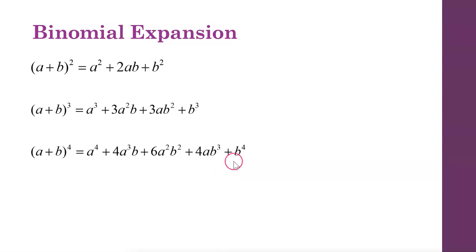And in between, what happens is the exponents for a keep getting smaller while the exponents for b keep getting bigger. So I'll start with a to the fourth here, then a cubed, then a squared, then a, and then finally a to the 0, right? A to the 0 is 1, so this is 1b to the fourth. And the b's would go the opposite, right? So b to the fourth, b cubed, b squared, b, and b to the 0, or 1.